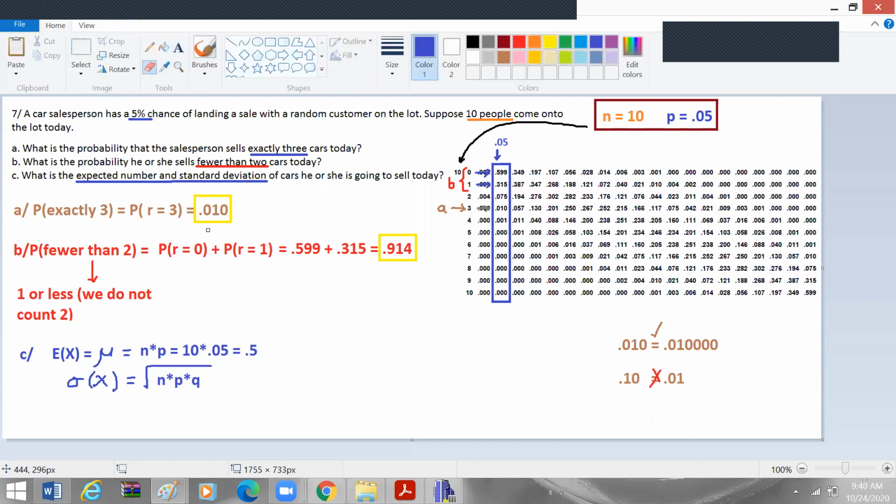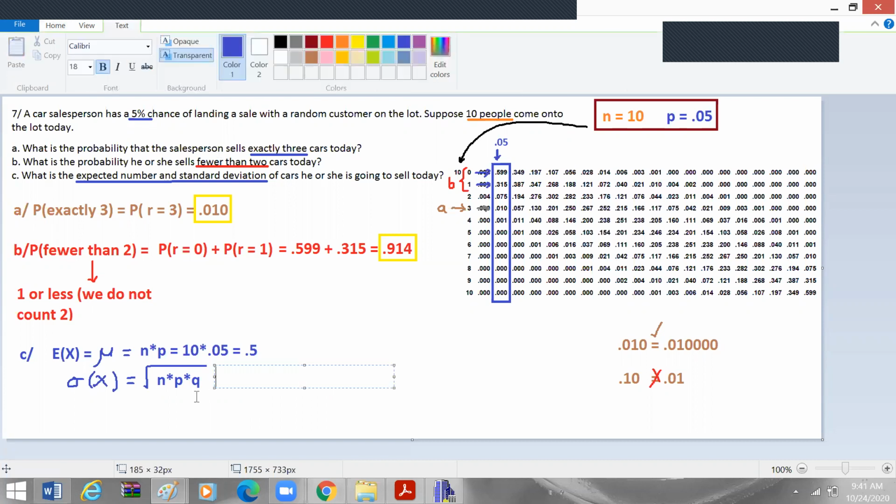Okay. So for this part, we're going to plug in the values. What is the q? The q will be 0.95, the chance that people cannot. So 1 minus p: the 5% chance that people can land a sale, so that'll be a 95% chance that people cannot land a sale.